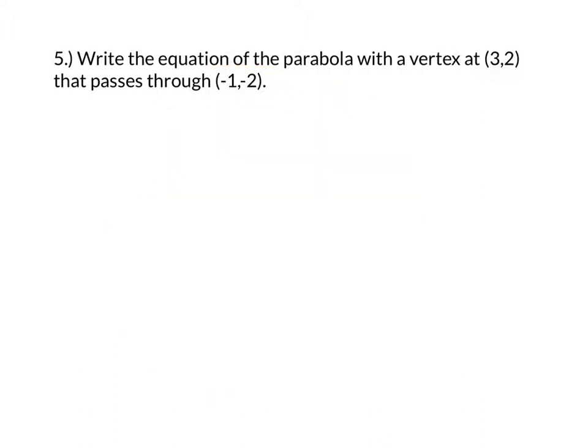This last problem seems a little bit difficult the first time you read it. However, it's not as bad as it looks. It says to write the equation of the parabola with a vertex at 3, 2 that passes through the point negative 1, negative 2. Well, since we're going to write the equation of a parabola when we're given the vertex, we should probably use vertex form.